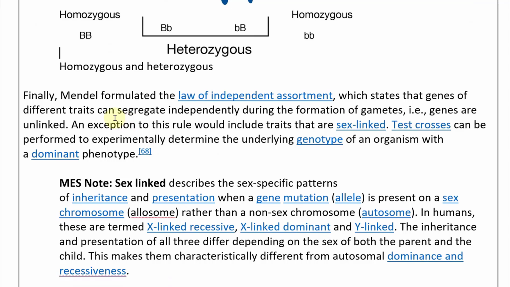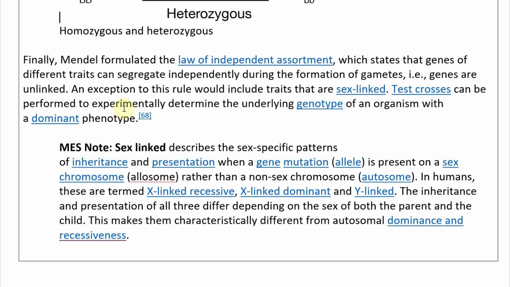So finally, Mendel formulated the law of independent assortment, which states that genes of different traits can segregate independently during the formation of gametes, i.e. genes are unlinked. An exception to this rule would include traits that are sex-linked. Test crosses can be performed to experimentally determine the underlying genotype of an organism with a dominant phenotype.